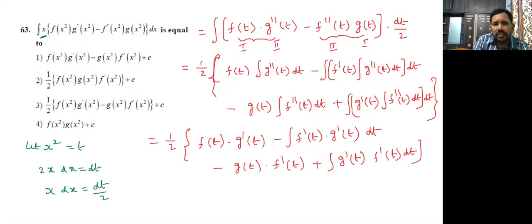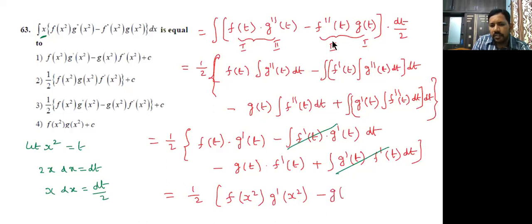Now see here, in the calculation, these two terms are going to cancel or not? Remaining is the answer, that is 1 by 2 into f of t, t means x square: f of x square into g dash of x square minus g of x square into f dash of x square plus c. Okay, so see the options. Which option is correct? Third option is correct.